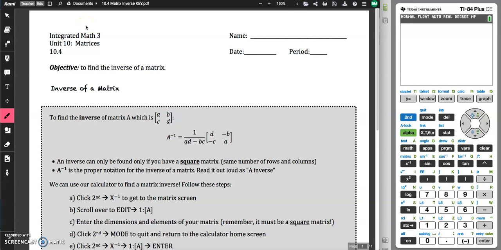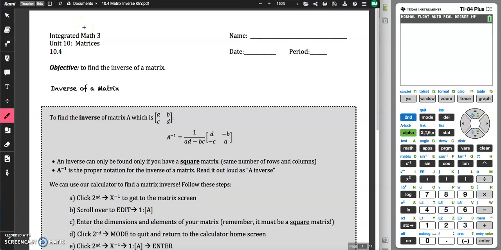Hi, you guys. So today is our last lesson of the entire school year. We're doing 10.4, our last matrices lesson. You are going to need your calculator, so if you don't have that, go get that out or open it up on your Chromebook with the Google Chrome extension.